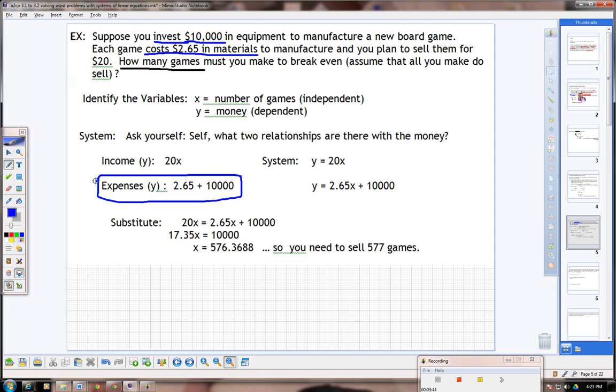Income, well, we're selling them for $20 apiece. Okay, it sells right there. Sell them for $20.